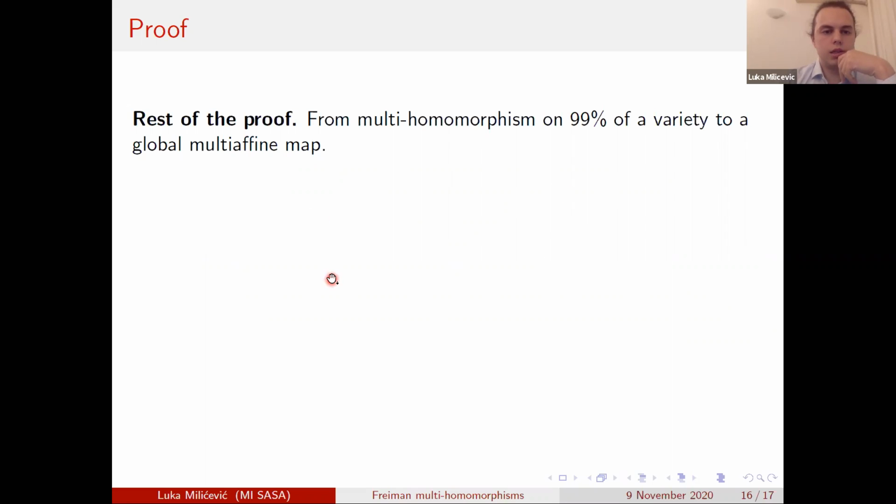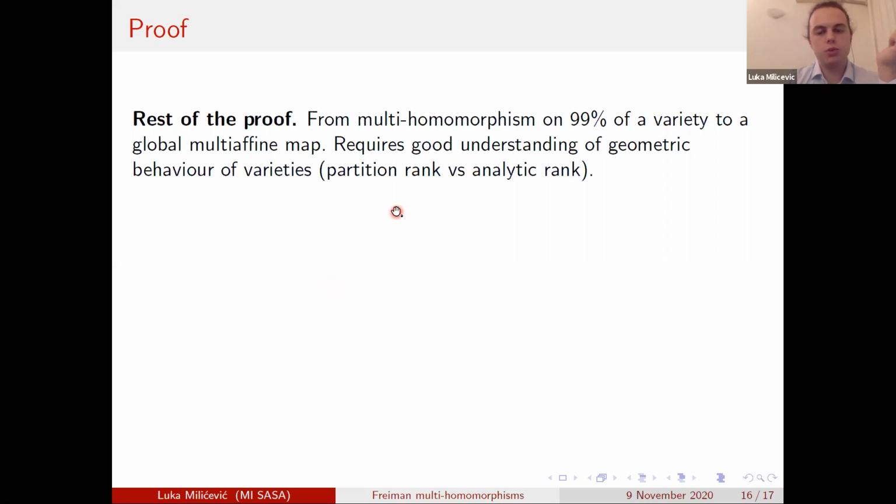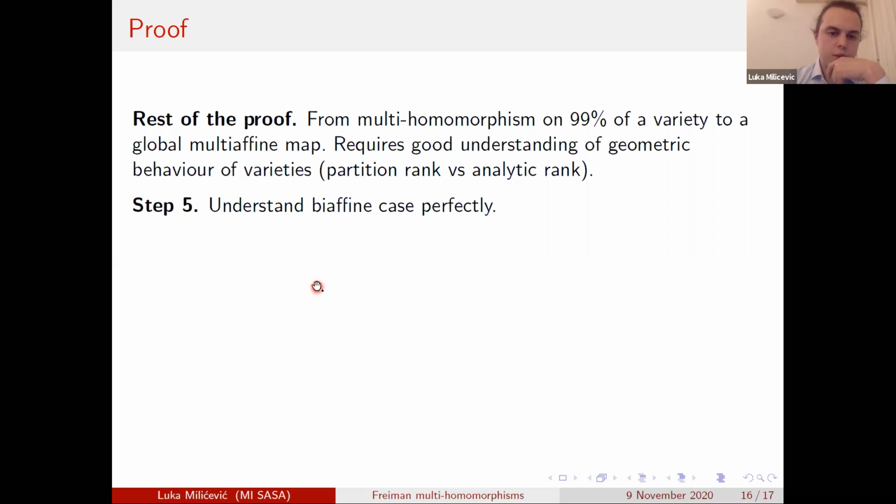And that's actually the harder part of the proof, a more subtle one, where we apply the partition versus analytic rank solution very heavily. And it requires a good understanding of the geometric behavior of varieties. Namely, for example, you need to understand the sizes of intersections of lines in direction d with your variety. You need to understand that distribution very well. So the fifth step is somewhat strange, and we need to understand the biaffine case perfectly, meaning even better than we did in our earlier paper on bi-homomorphisms. It turns out that we need stronger results for that case in this paper.